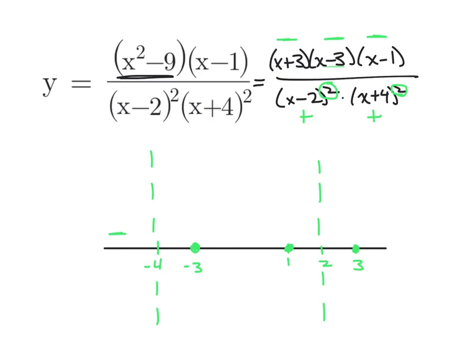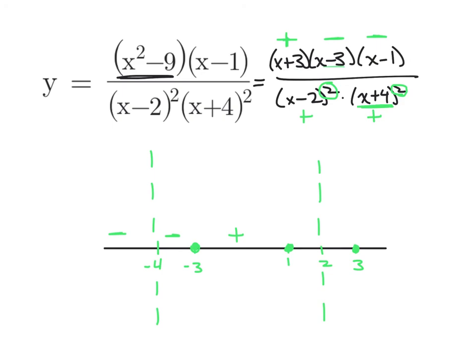In between negative 4 and negative 3, we pass over that negative 4. So the sign of x plus 4 will change from negative to positive. However, we're squaring this, so that's always going to stay positive, which means the sign of our function has not changed, still negative. As we pass over negative 3, it's that factor of x plus 3 now that changes from negative to positive. Now we have an even number of negatives, so on this interval, everything is positive.